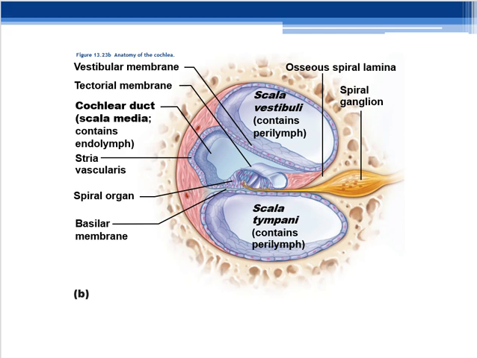Now if we take a closer look at the cochlear duct, we can note that it contains the spiral organ or organ of Corti, and that sits on top of a basilar membrane, and then on top of the organ of Corti or spiral organ is a tectorial membrane. And the cells of the spiral organ are connected to a neuron. So make sure to know all of that in this image before we go forward.